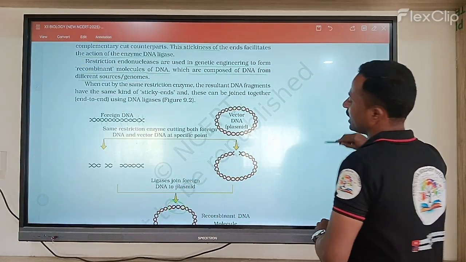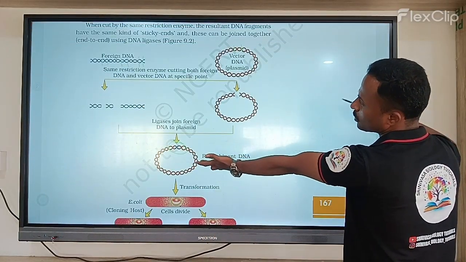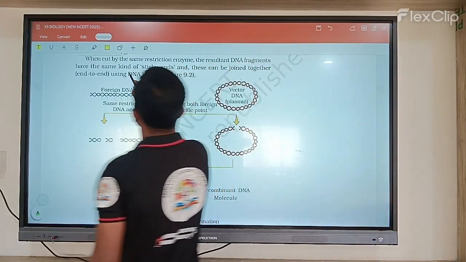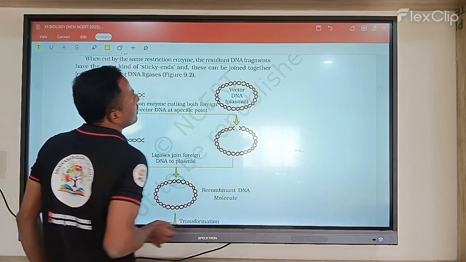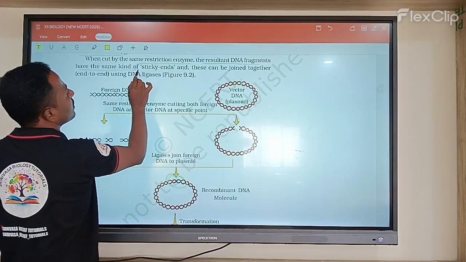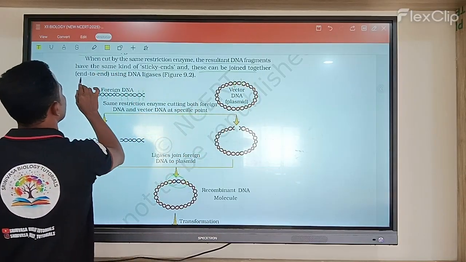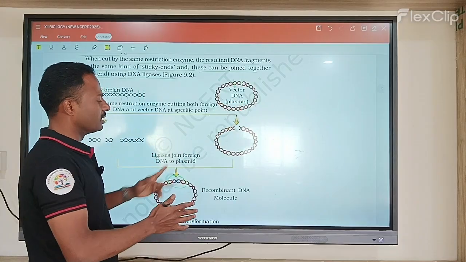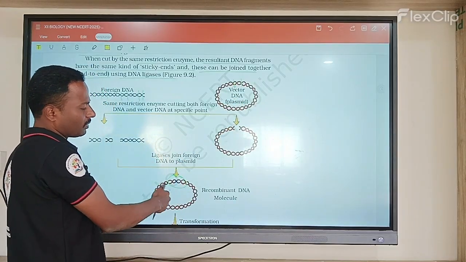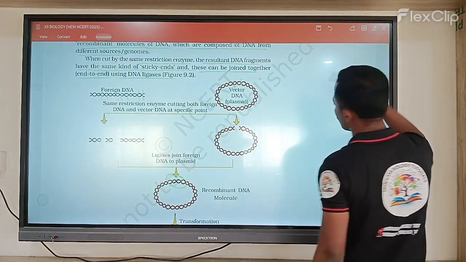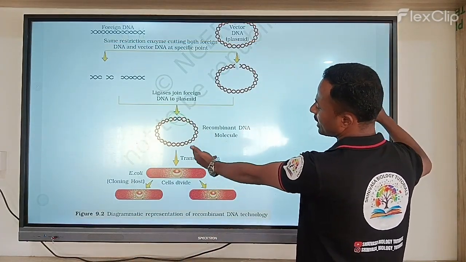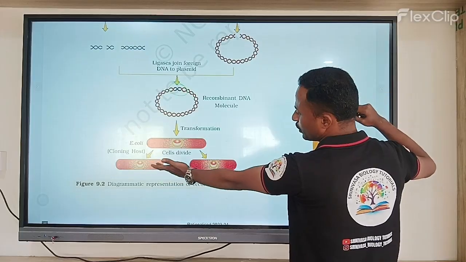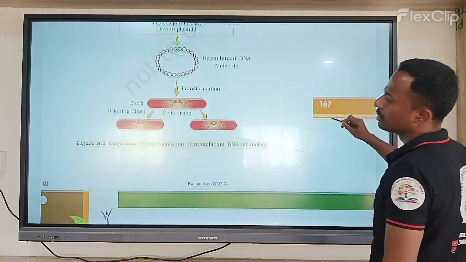When we get this DNA, it is called recombinant DNA. When you cut with the same restriction enzyme, the resulting DNA fragments have the same kind of sticky ends, which are joined together end to end using the DNA ligase enzyme. So foreign DNA as well as vector DNA are cut and they get added with the help of the DNA ligase enzyme. Finally we get rDNA. The rDNA is transformed into cells, the E. coli cells, which divide into two cells. They are the cloning host cells.